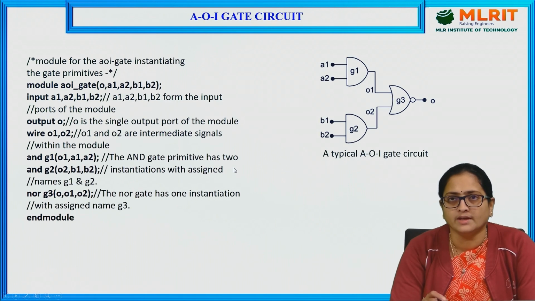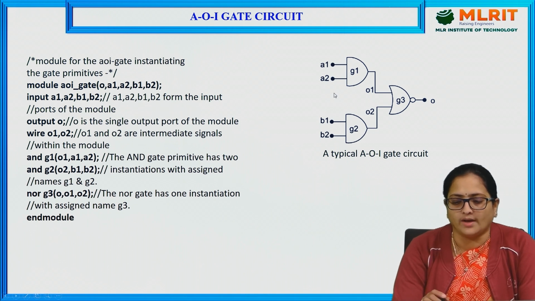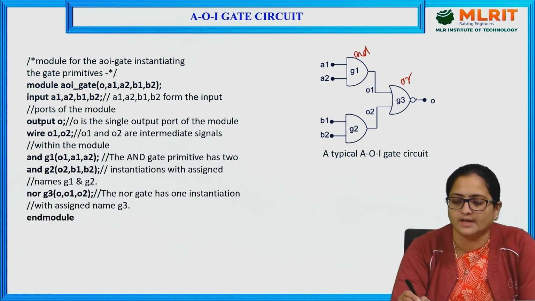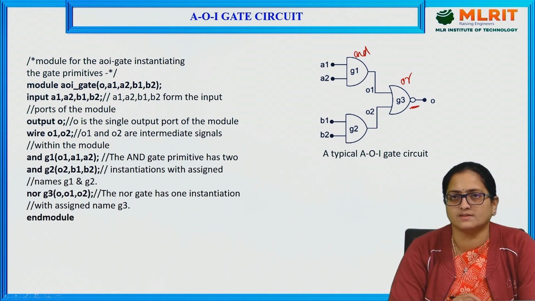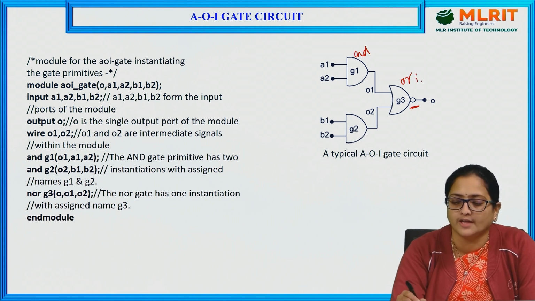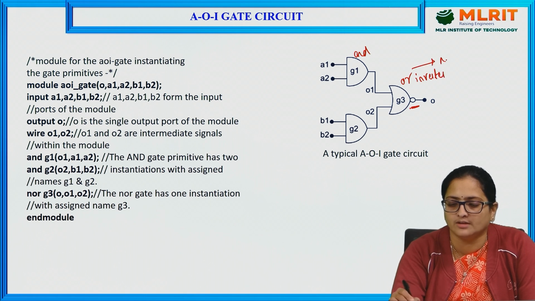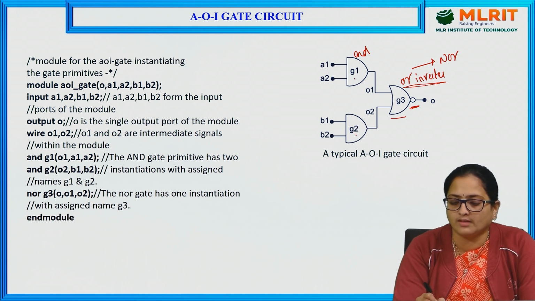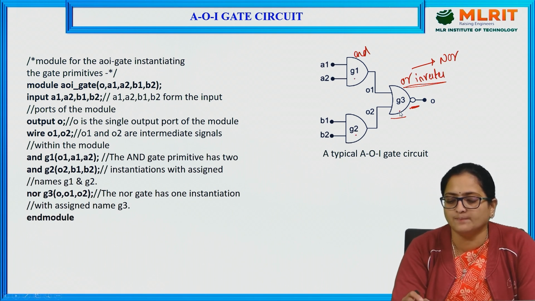So here AOI, that is AND, OR, inverter. The bubble here represents the inverter. OR inverter is nothing but a NOR. These two are the AND gates and this one is a NOR gate.